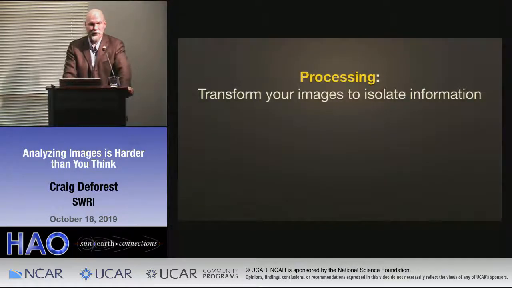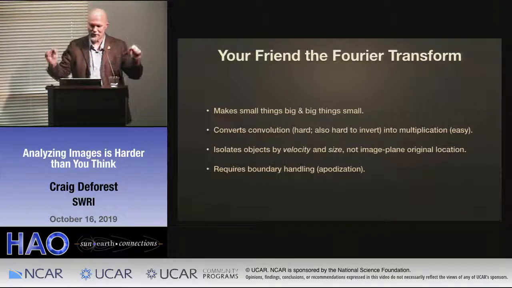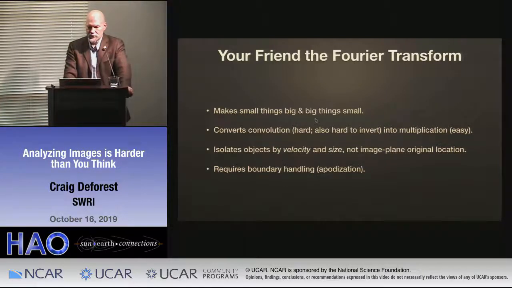All right, transform your images to isolate information. So I've been such a downer for the first 3/4 of this talk. I thought I ought to finish with an example of what you can do without very much effort once you sort of understand these things. So I'll talk about your friend, the Fourier transform. It makes small things big and big things small, converts convolution into multiplication. We talked about that. I'm about to bring up that you can isolate objects by their velocity and size rather than image plane original location. That's cool. And then, of course, you have to handle it with care.